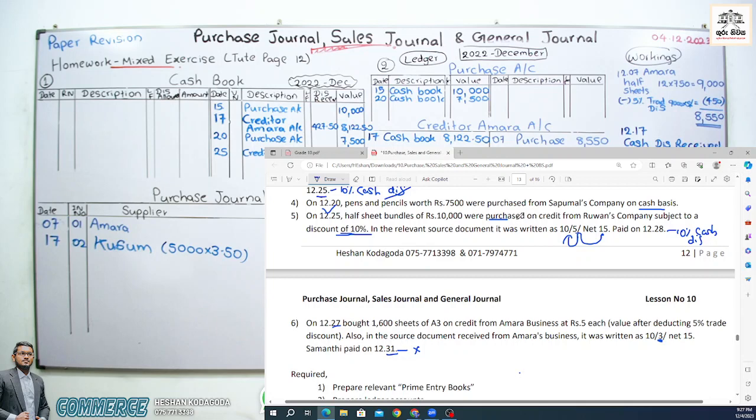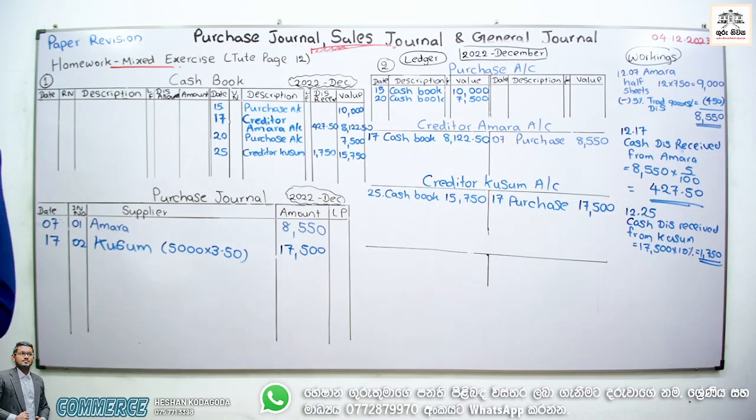So we purchase on credit basis from Ruan Company. What is the total amount? Not 10,000. We need to deduct the 10% from 10,000, which means 1,000. So the purchase amount, how much? It's rupees 9,000. Right? So you can write December 25th. This is number 3. From whom?